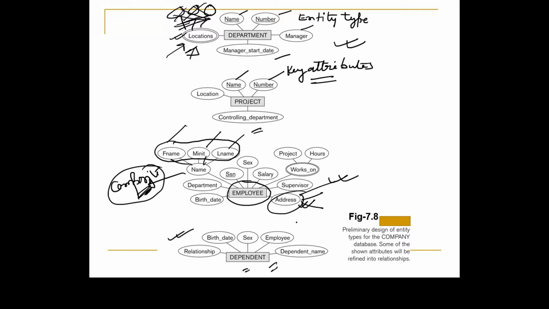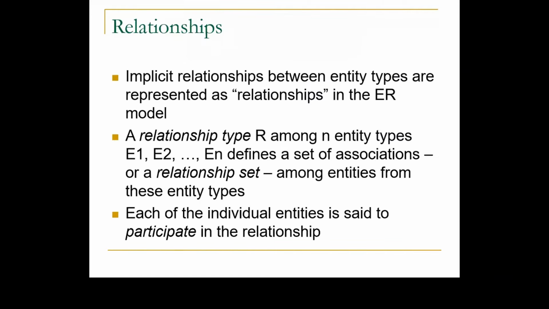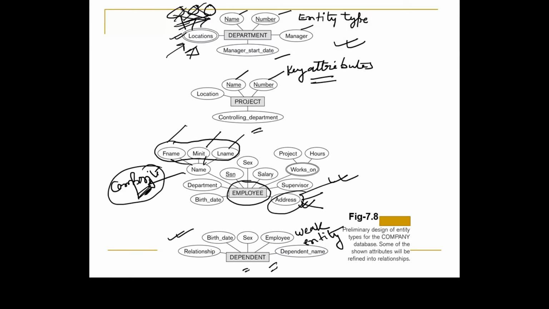And then no key means it's a weak entity. Just now I told you it's a weak entity. Okay, weak entity name. So this is all about the weak entity. This is some basic introduction to the entity type that we are going to use in our next classes.